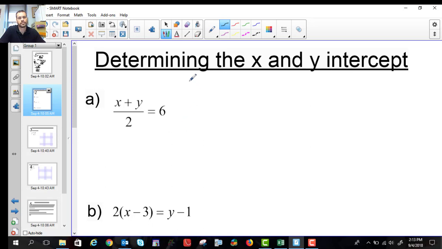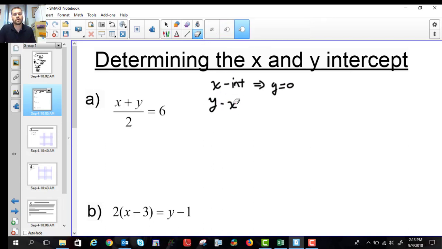So the next step is to try to determine the x and y-intercept. And to try to determine the x and y-intercept, you already know the x-intercept is when y is equal to 0. You already know that. And you already know that the y-intercept is when x is equal to 0. So all we're really adding to this is a little bit of a more complicated formula. But it's similar to what we just talked about.